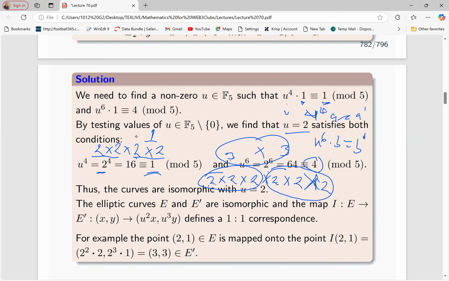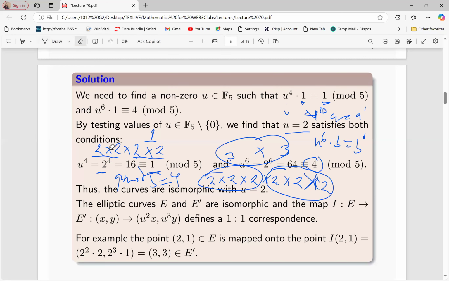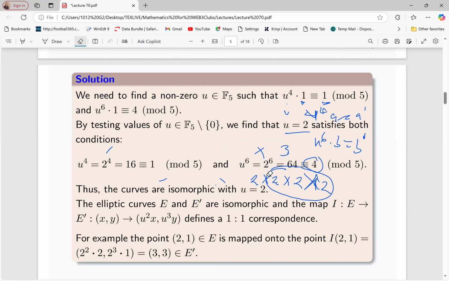So I think when I was testing for 2, I didn't do it properly. This is 3 times 3. Why did I say 1? It's supposed to be 9 mod 5, that is 4. That's correct. That's how you test. So that u exists. That u is 2. Of course, we take the list of them all. Sometimes they could be several, but we take the list of them all.